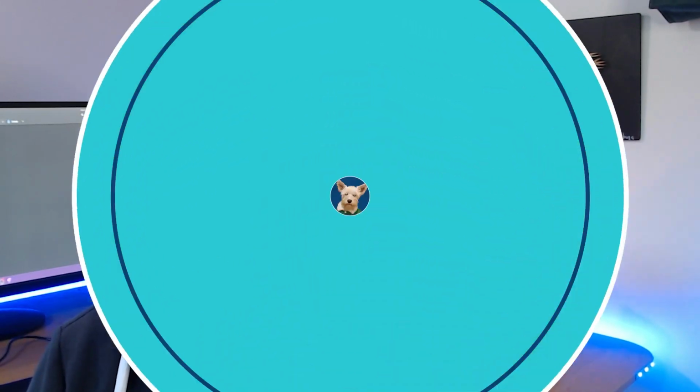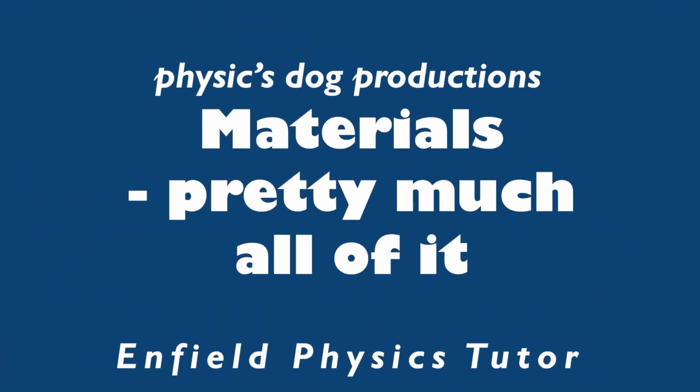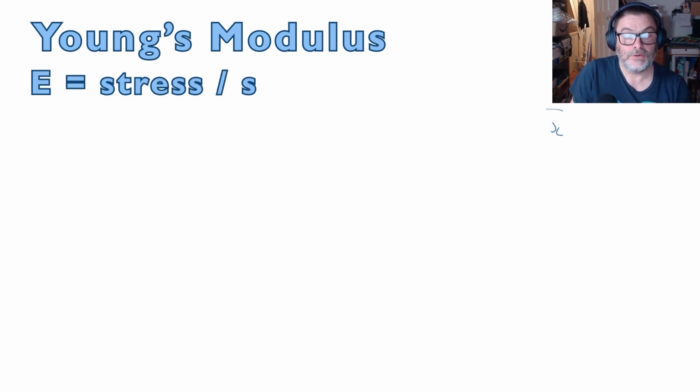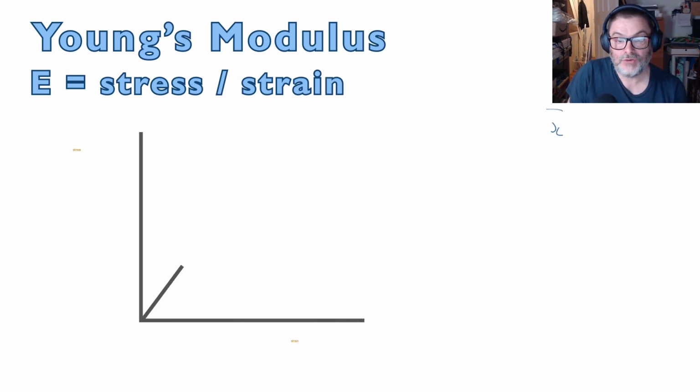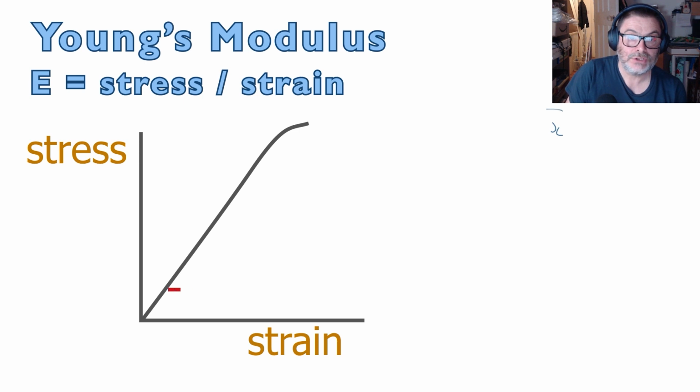This is the fifth video in my series covering materials for A-level, pre-university or high school physics. In this video we're going to look in depth at the Young's modulus, which is perhaps the most important part of this topic. Young's modulus is given the symbol E and is defined as being stress divided by strain. What we're thinking about here then is actually the gradient of a stress-strain graph.